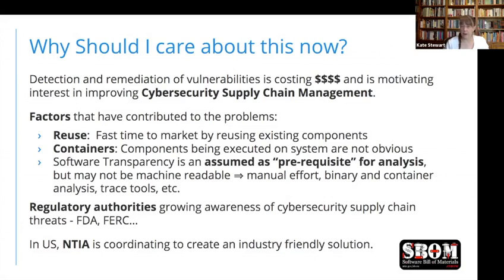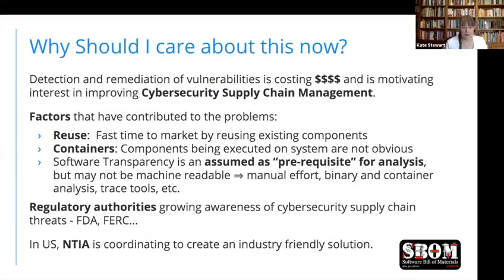And the regulatory authorities have woken up to this in the last couple of years. The FDA has provided some guidance that they will be asking for software bills of materials for medical devices in the years to come. They have not said when, but they have been explicit in some of the meetings. We've also seen FERC come and weigh in on this, and they've got some guidance for cybersecurity that is assuming there's a software bill of materials there.